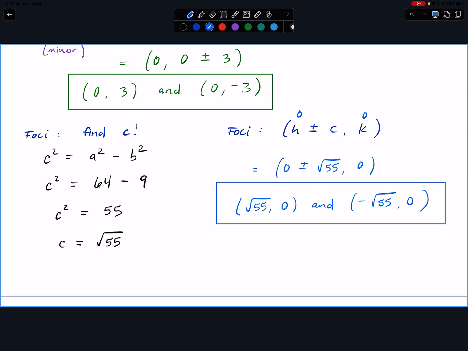To find the eccentricity, what was the formula? e equals c over a. What was c? Square root of 55. And what's a? 8. On the quiz, you can just leave it like this, or you can round it. What would that be to 3 places?